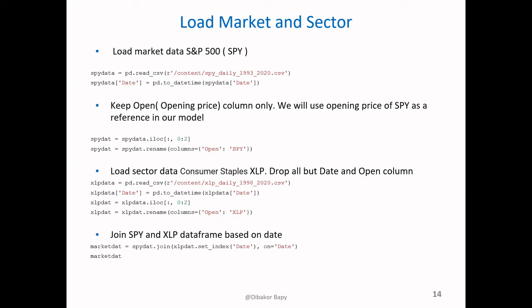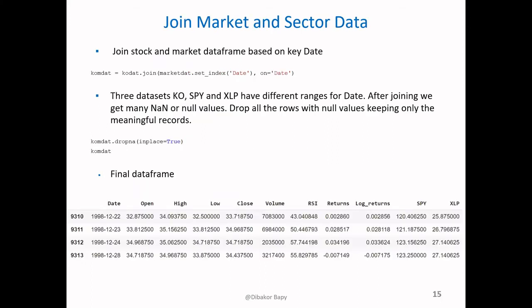For market, I use SPY, and for sector, I use XLP, the Consumer Staples ETF. I want to use the opening price for these datasets. I join these datasets with the main stock data based on the date key. All these three datasets have different date ranges, which creates a lot of null values. We have to drop all the rows that have nulls. After joining, this is the final dataset.